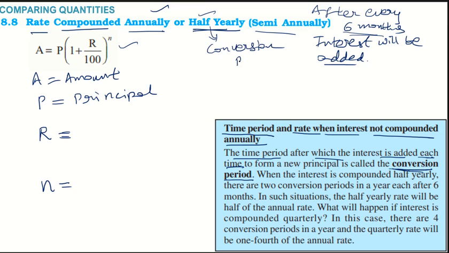Conversion period. That means for every 6 months once I have to convert principal into amount, and that amount will serve as the principal for the next conversion period. Understood? So first interest will be calculated and added to the previous principal, that amount will come, and that amount will be the new principal for the next term. So this conversion period is very important.